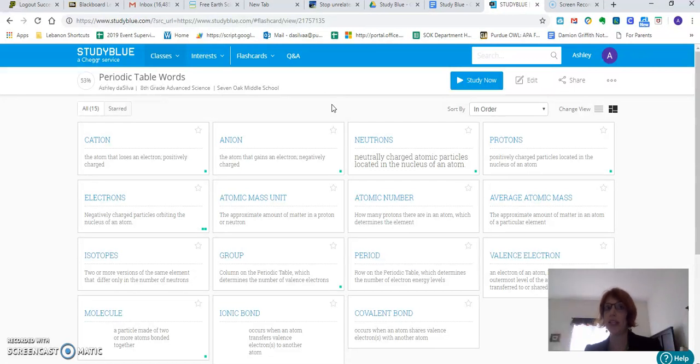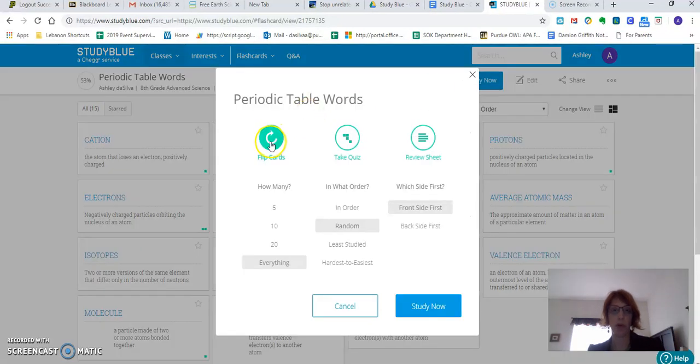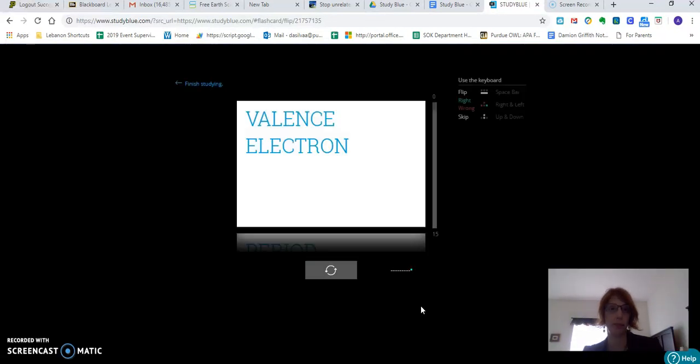Today I'm going to show you 3 settings that students can use as they study: everything, random order, and front side first. My advanced 8th graders may very well use this card set when we return back from our spring break. I'm going to flip cards, everything, random, front side first, and now I click Study Now.